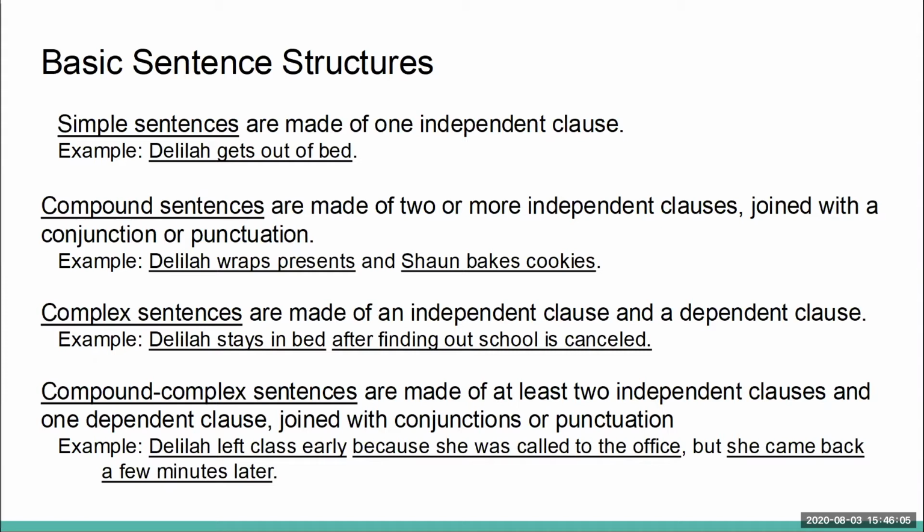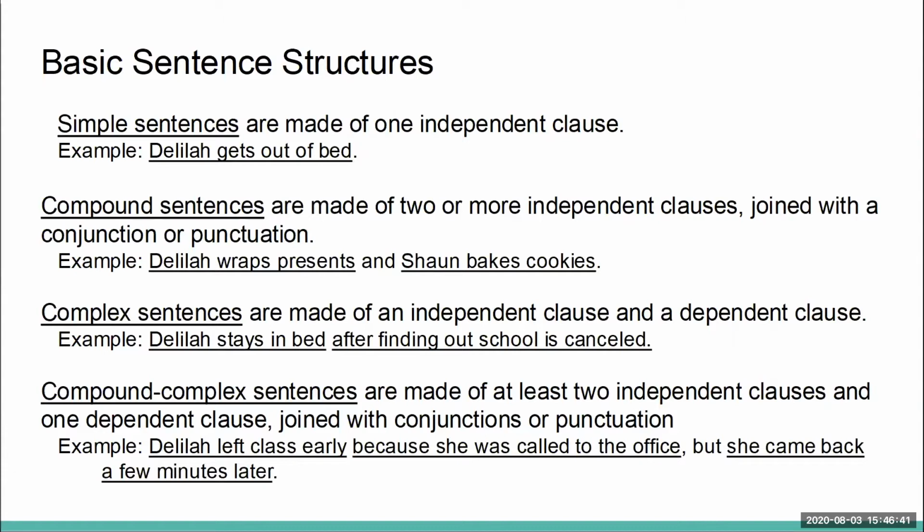Compound complex sentences are made of at least two independent clauses and one dependent clause joined with conjunctions or punctuation. For example, Delilah left class early because she was called to the office, but she came back a few minutes later. The two independent clauses in this sentence are Delilah left class early and she came back a few minutes later.